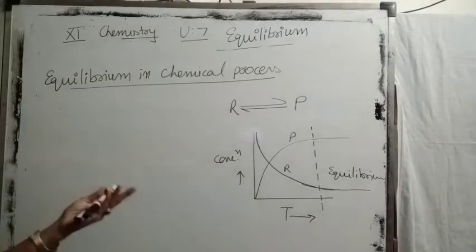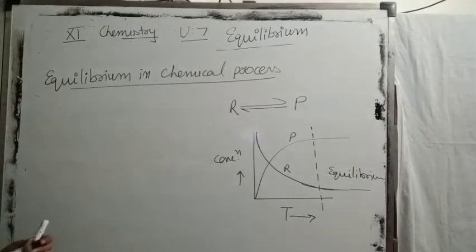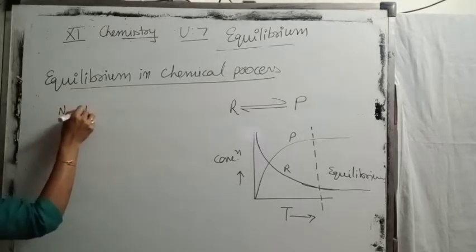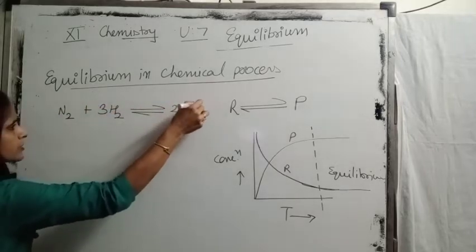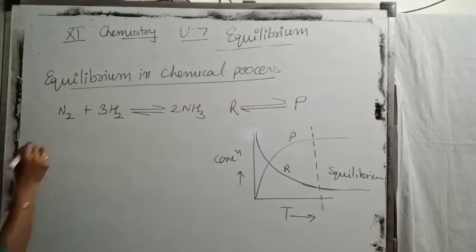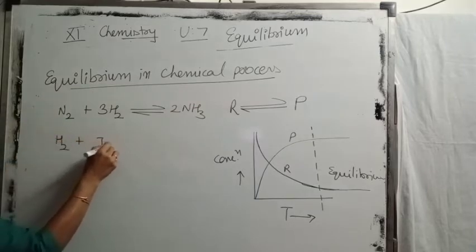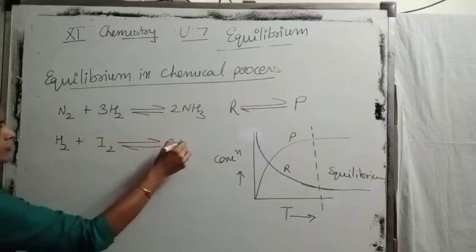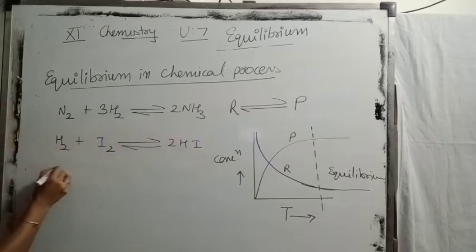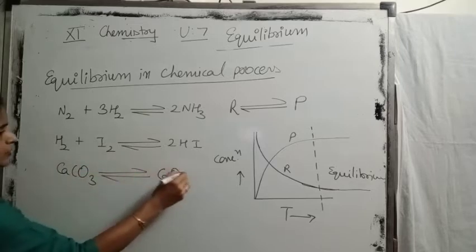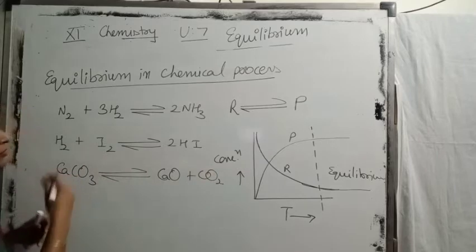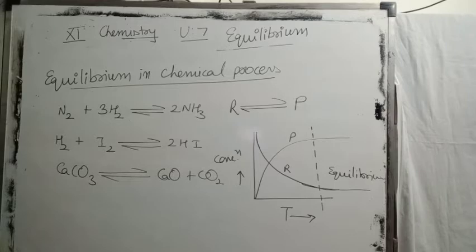Now take some chemical reactions, reversible reactions where we can experience these kinds of equilibria, like formation of ammonia: N2 plus 3H2 gives 2NH3, a reversible process, or H2 plus I2 gives 2HI. Decomposition of calcium carbonate into calcium oxide and CO2. So, these are some reversible cases where we can easily experience the attainment of equilibrium.